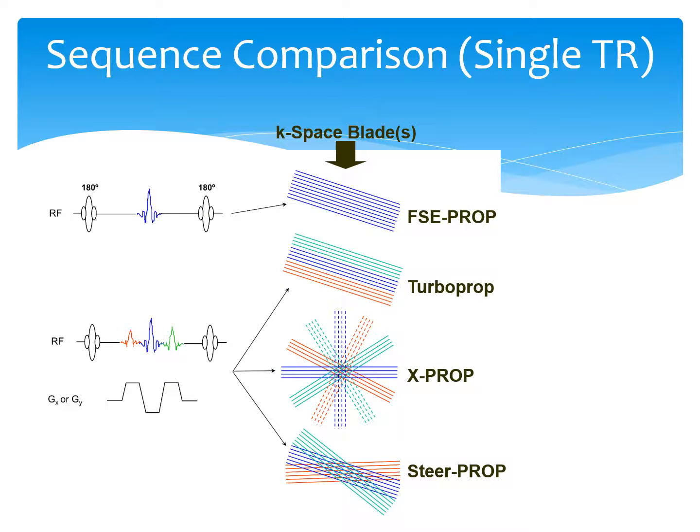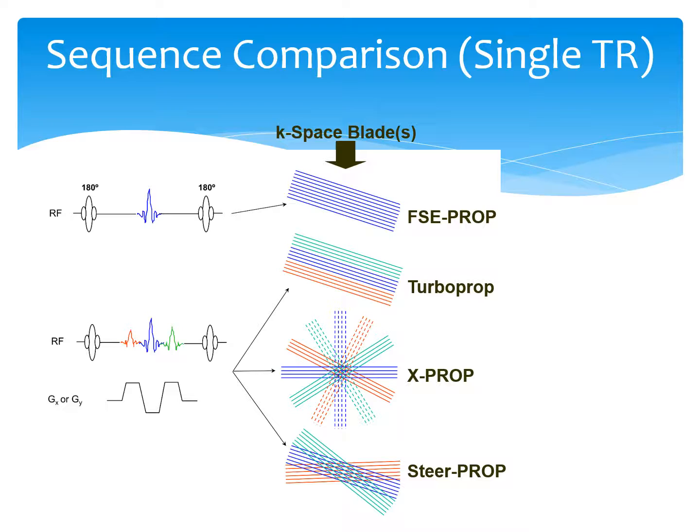A comparison of the different K-space sampling strategies for a single TR is shown in the figure below. The first one is the fast spin echo based propeller, where each spin echo is used to sample a single K-space line. One blade is completed for every TR. The subsequent diagrams show 3 different variations of the GRASE-based propeller implementation, namely turboprop, X-prop, and steer-prop. With the use of 3 gradient echoes for each spin echo, in the case of turboprop, all the 3 gradient echoes are used to sample the same widened blade.